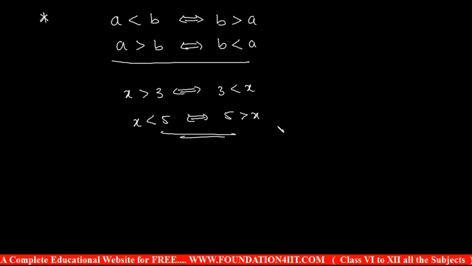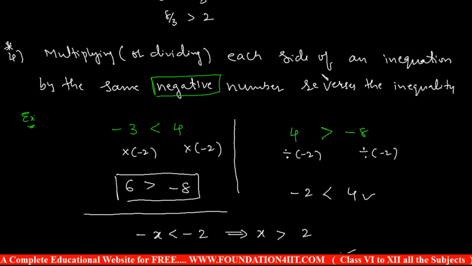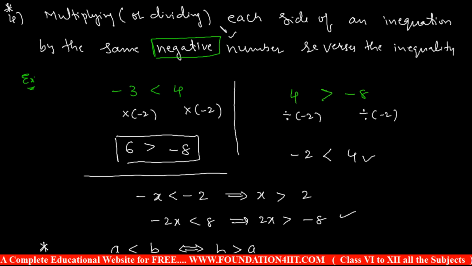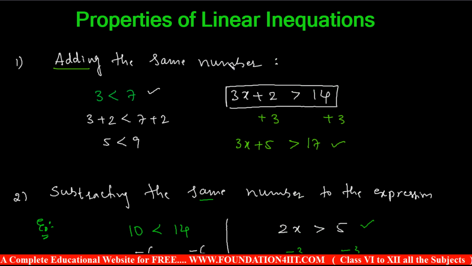Just remember these concepts, because when you are doing graphing problems or solving linear equations, we'll use them. These are the main important 4 properties, and that fourth property is very important. Only when dividing or multiplying with a negative number, you should reverse the inequality symbol. These are the properties of linear inequalities. Next, let us see how to solve the problems and how to represent them on the number line, one by one.